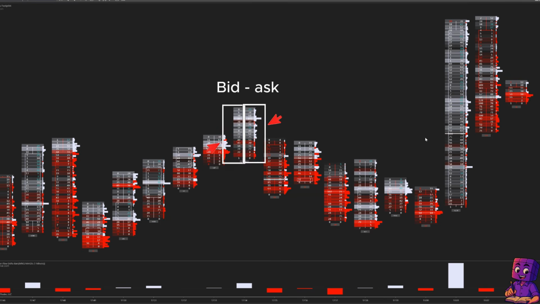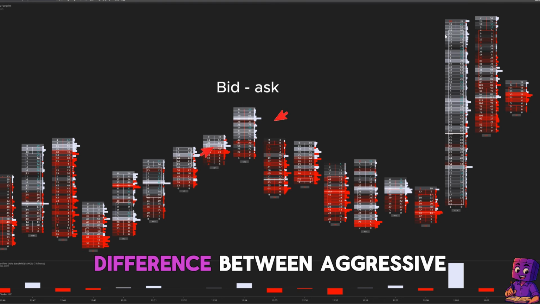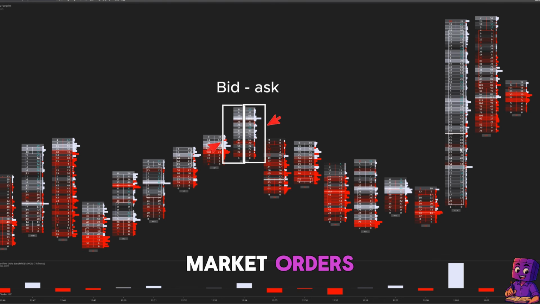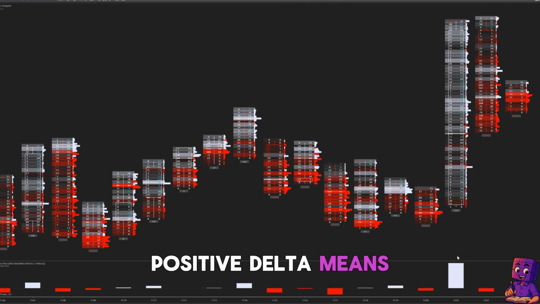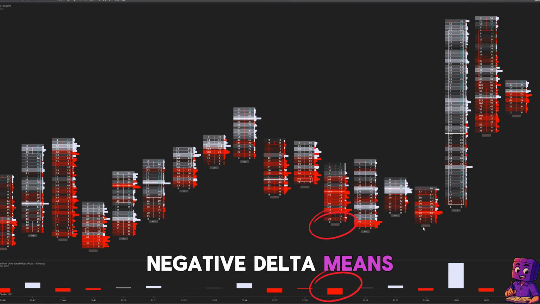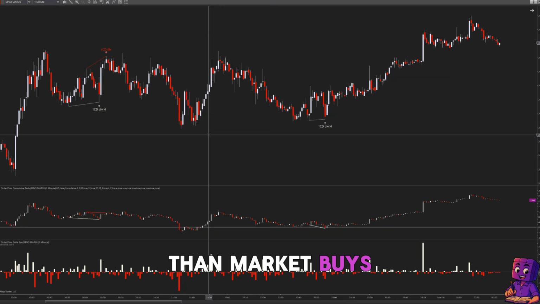What is delta? Delta shows the difference between aggressive buy and sell market orders. Positive delta means more market buys than market sells. Negative delta means more market sells than market buys.